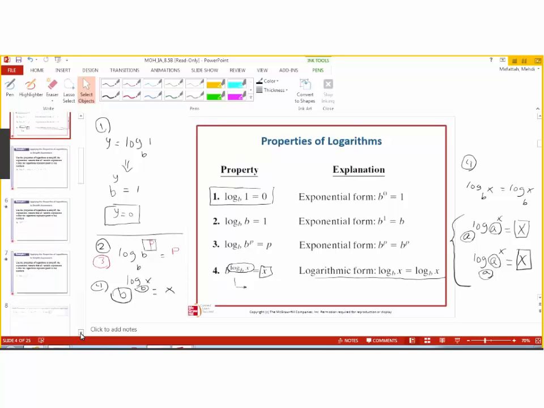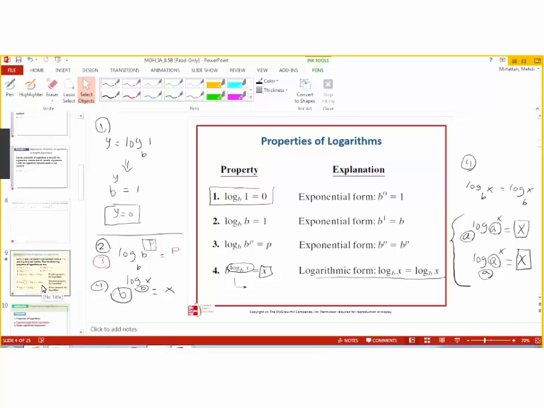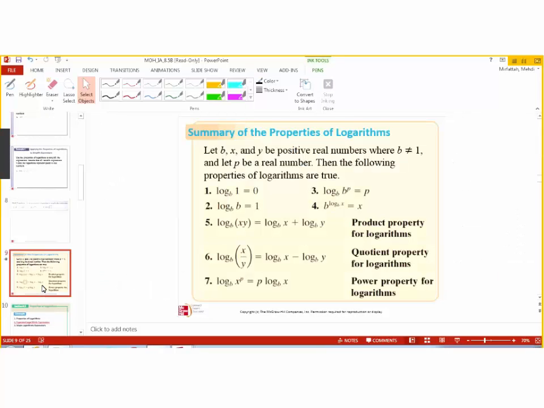So let's take a look at the examples here. These are very, very important properties that you need to remember. We'll start here. Okay, we already talked about some of these. Log of 1 is equal to 0. If the base or the sum is equal to 1, that's what these two we talked about. And then we already talked about this one as well, and this one.